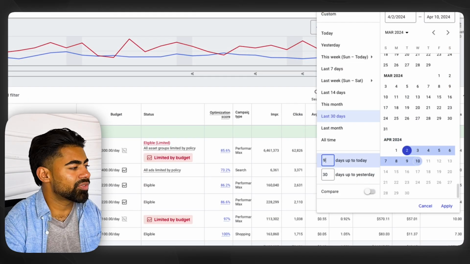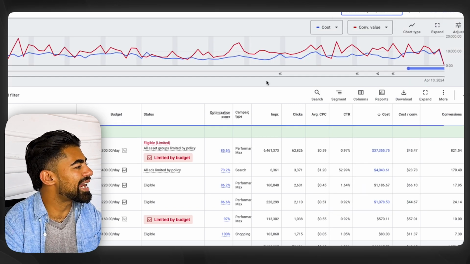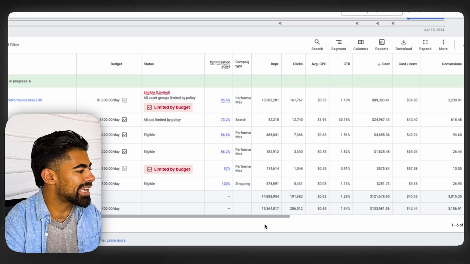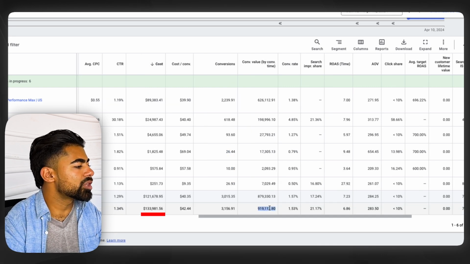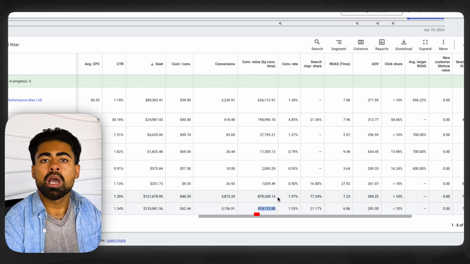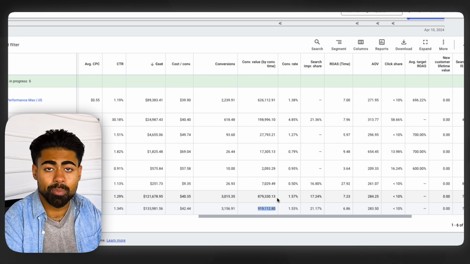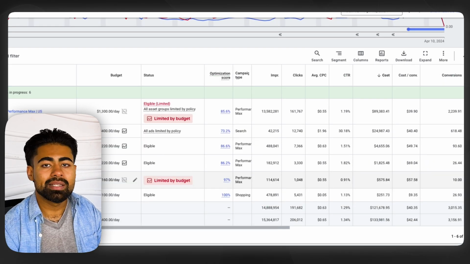I mean, that's what we see for the majority of these brands right here, where in the 90 days up to today, we're scaling this brand with literally only 6 campaigns, and we have spent $133,000 to make back almost $1 million in revenue. That's why this strategy is so simple, because at the end of the day, simple is what works best.